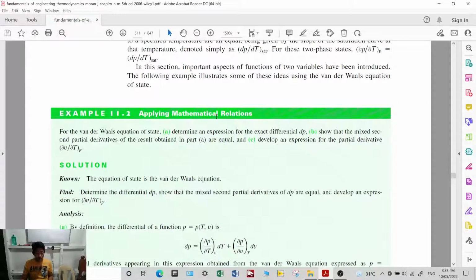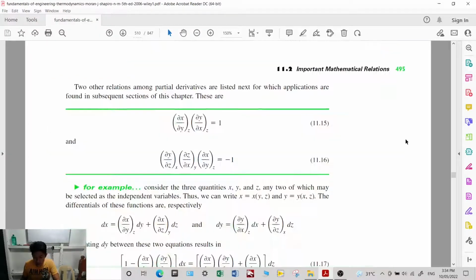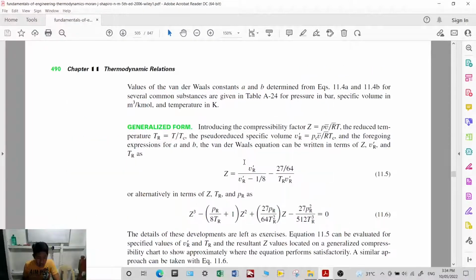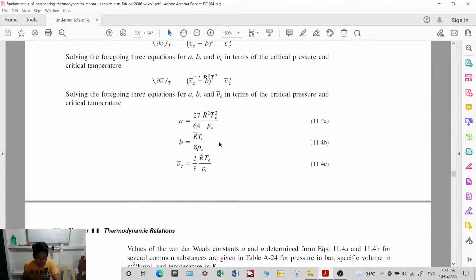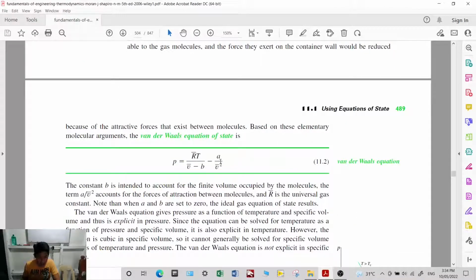Now, applying mathematical relations, ito lang ni again siya, no? For the van der Waals equation of state, determine an expression for the exact differential dP. So, van der Waals dP. Ang van der Waals equation nimo is, okay, this is the van der Waals equation.